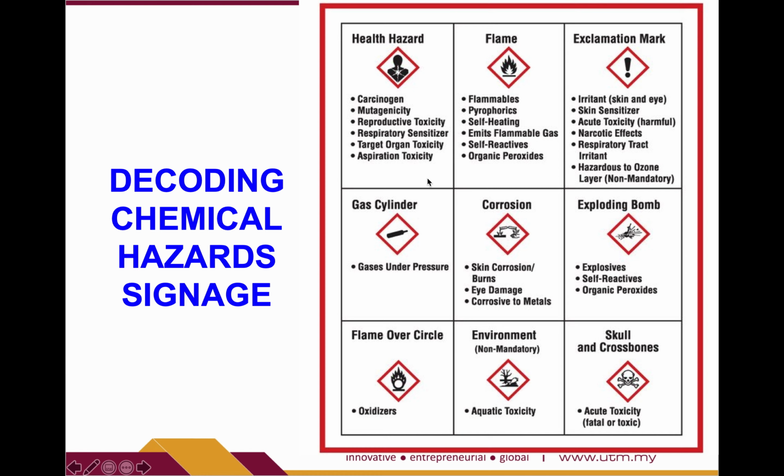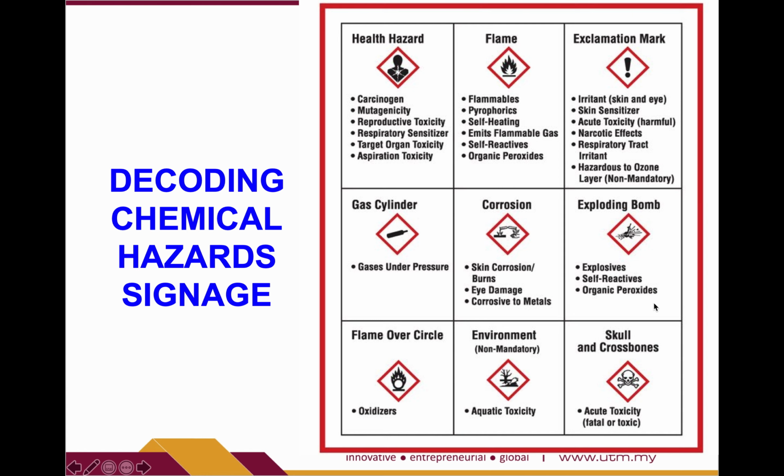The fourth sign is the gas cylinder, which means that there are gases under pressure. Probably you don't see this often unless you are dealing with gas or doing a lot of GC or HPLC by yourself. The next one is for corrosion. You can see test tubes on the hands and also on some surfaces. It could cause skin corrosion or burns, could cause eye damage, and to certain metals it could also be corrosive.